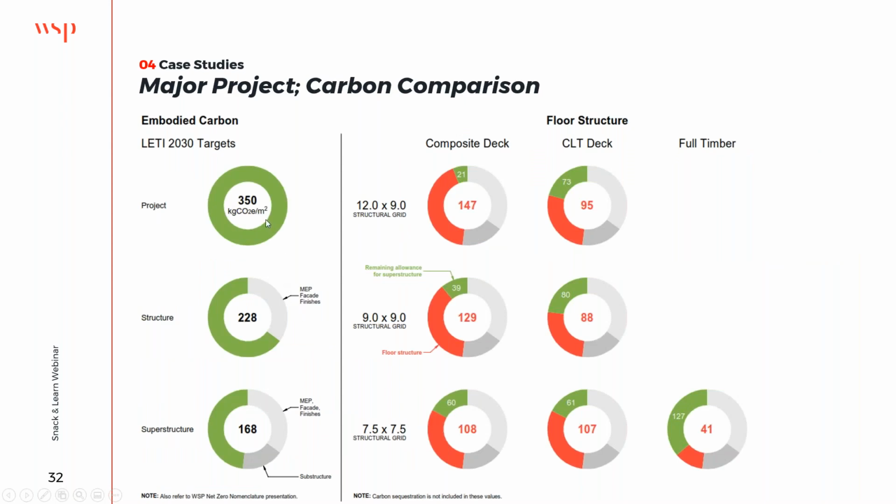So this is a kind of summary of all the various exercises that we undertook. On the left-hand side here, you've got the project LETI target, the structure LETI target, and therefore the superstructure LETI target of 168. And you can see the different varying grids, the different types of construction. For example, the CLT deck on a 9 by 9 grid gave 88 kilograms of CO2 per meter squared, with 80 kilograms of CO2 spare, whereas 7.5 on a full timber option would have given us only 41.